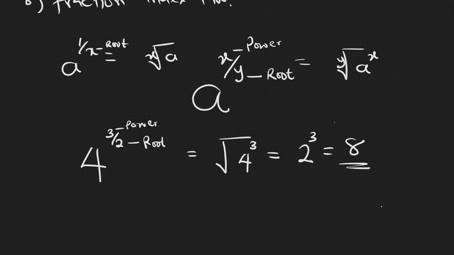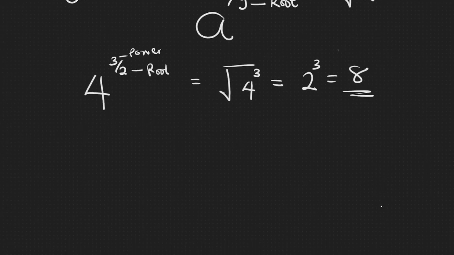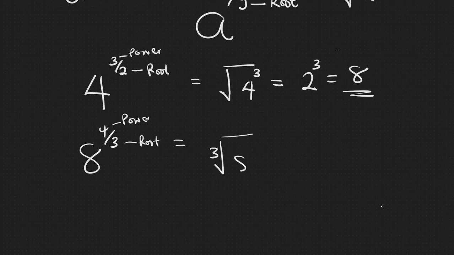Another good example using this law is 8 to the power of 4 over 3. We said this becomes a root and this becomes a power, which is the same thing as the cube root of 8 to the power of 4. The cube root of 8 is 2, to the power of 4 is 16.